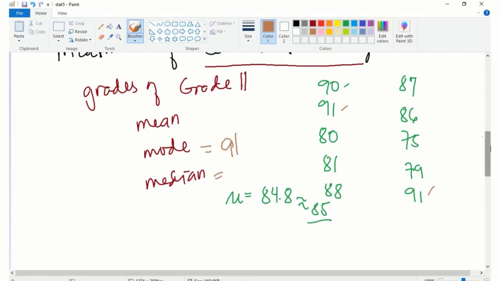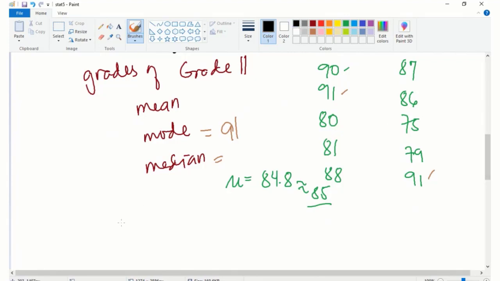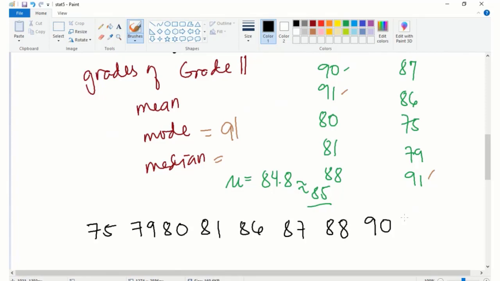Ang median naman is kailangan mong i-arrange in order, ascending order ang mga grado. So you have 75, 79, you have 80, 81, 86, 87, 88, 90, and then 91, 91. Now, hanapin mo ang gitna. 1, 2, 3, 4, 5. So, ito ang iyong in between, dito ang median mo. 86 and 87, buti na lang magkasunod sila. So, it will be easier. So, 86 plus 87 divided by 2. So, the median is 86.5.